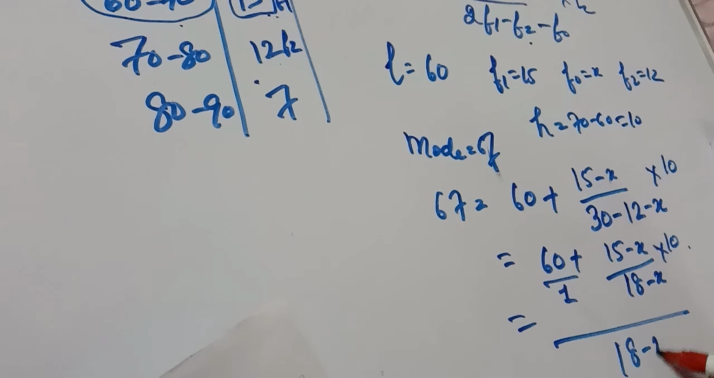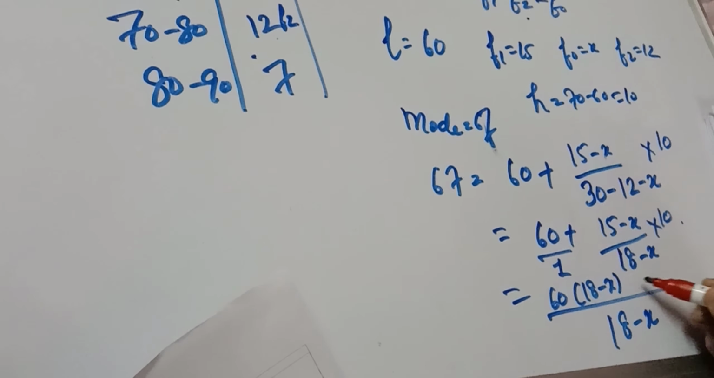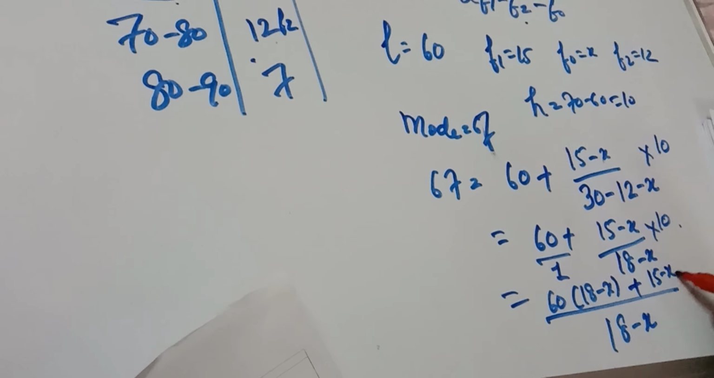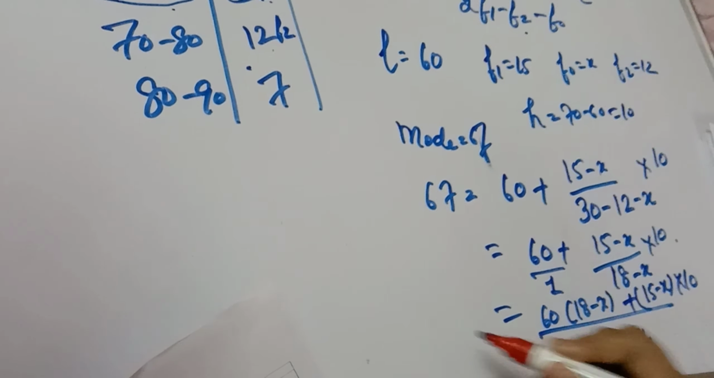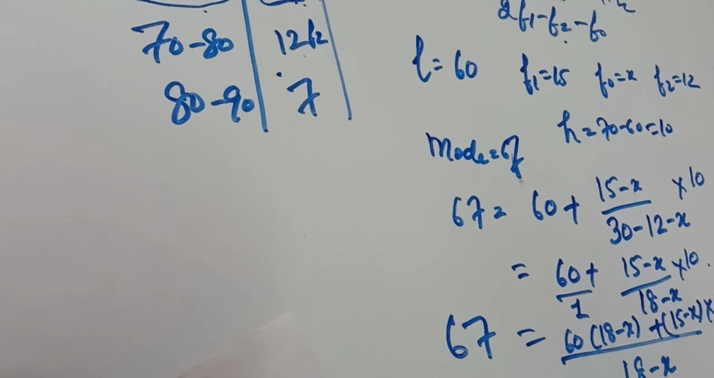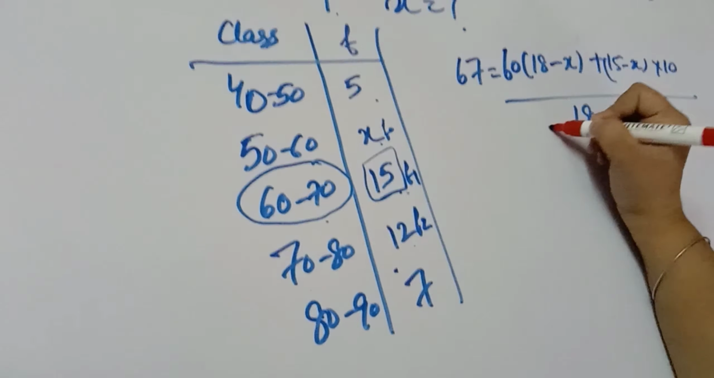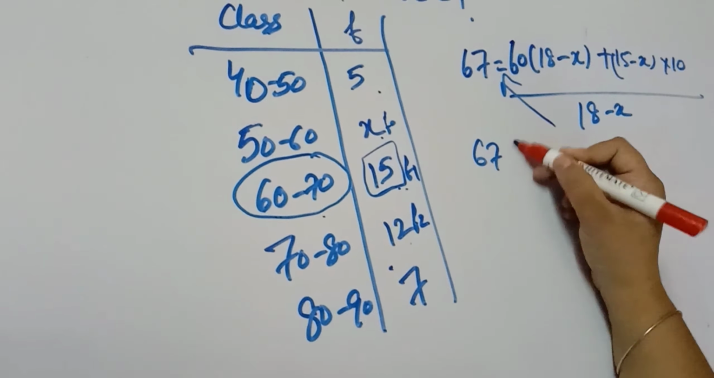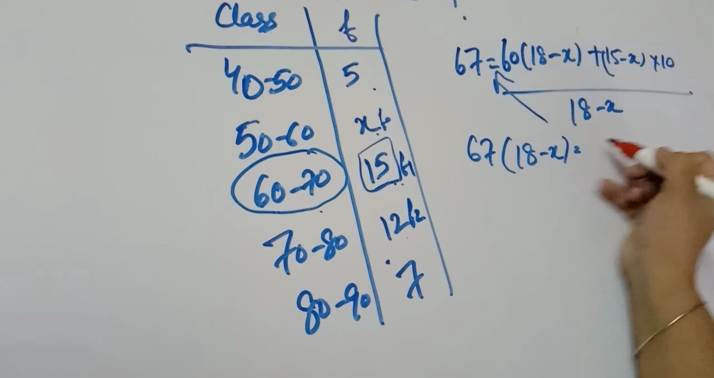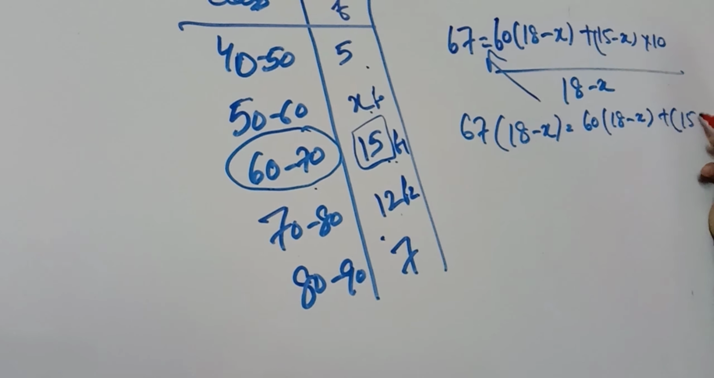18 minus x will come as LCM. You will get 60 into 18 minus x plus 15 minus x into 10, because 10 will be multiplied by both. So 67 is equal to this term you will get. So up to here you note down, then I will rub and solve further. Now you will cross multiply. 67 into 18 minus x is equal to 60 into 18 minus x plus 15 minus x into 10.